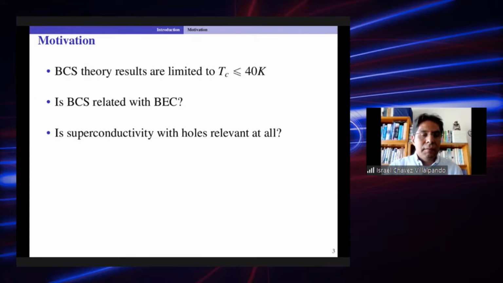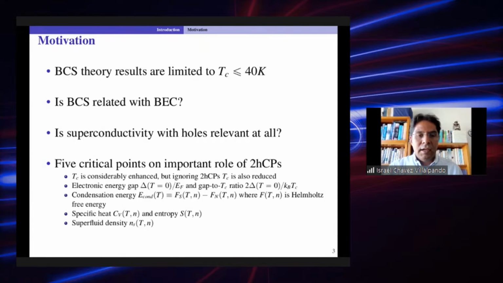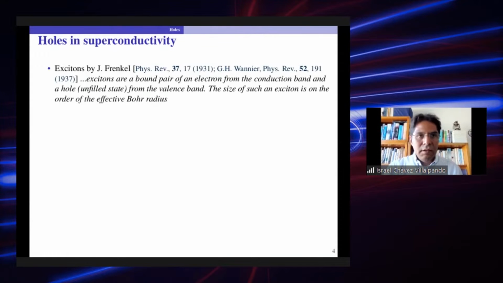So our motivation is that BCS theory results are limited to describe superconductivity below 4 Kelvin. Another motivation that we have is whether BCS is related indeed with BEC. The answer can be a problem with some of you, but our answer is yes. Another motivation is this question, which we made a long time ago: is superconductivity with holes relevant at all? And the answer for us at least is yes.